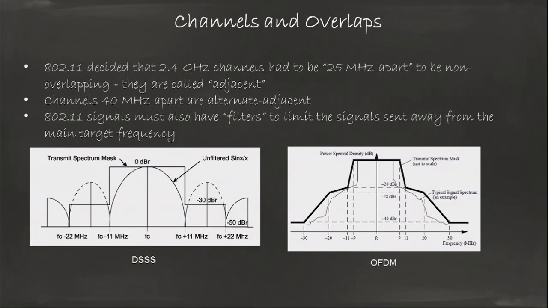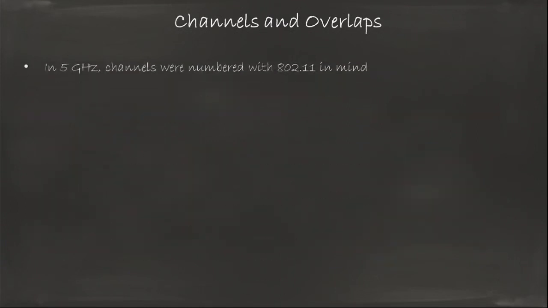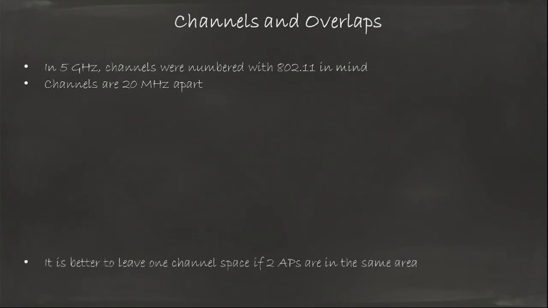So even if you send some signal on the main frequency and your circuit sends some signal also aside of that main frequency, the filter is going to make sure that this signal is not going to leave your system. Remember, we said that in 5 GHz, we also have channels, but those were numbered with 802.11 in mind. And that's better because those channels are directly 20 MHz apart. And as you may remember, in 802.11a, 5 GHz, there is no DSSS. There is only OFDM. So there is no 22 MHz wide transmission. There is only 20 MHz transmission. So 20 MHz separation is perfectly fine.